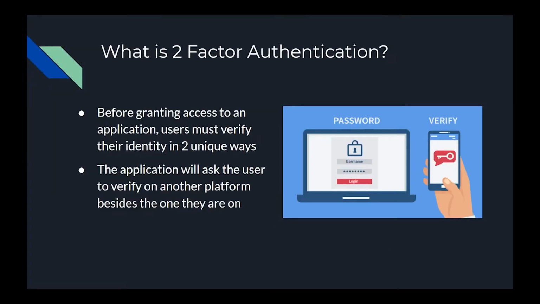So what exactly is two-factor authentication? Two-factor authentication is when applications require users to verify their identity in two unique ways. There are many ways to go about this, with email, biometrics, or mobile phones, like in this picture. And so there's kind of three things for two-factor authentication. It needs two of these three somethings.